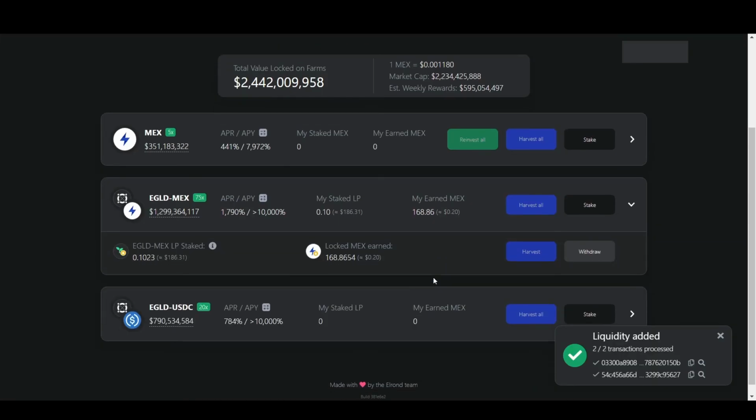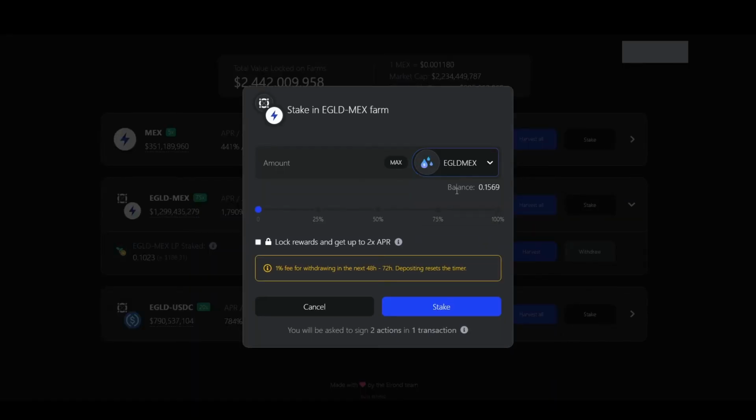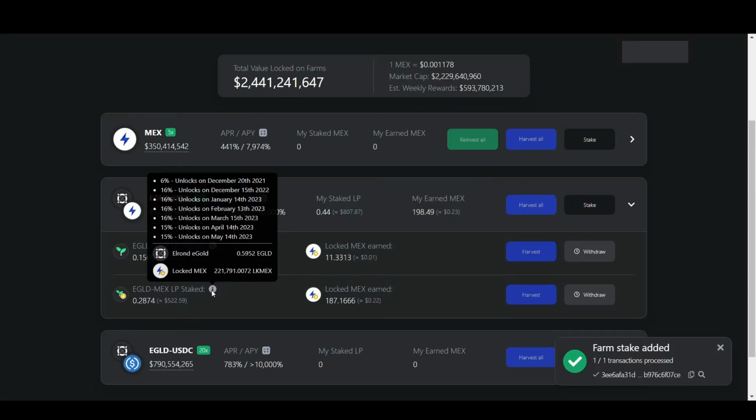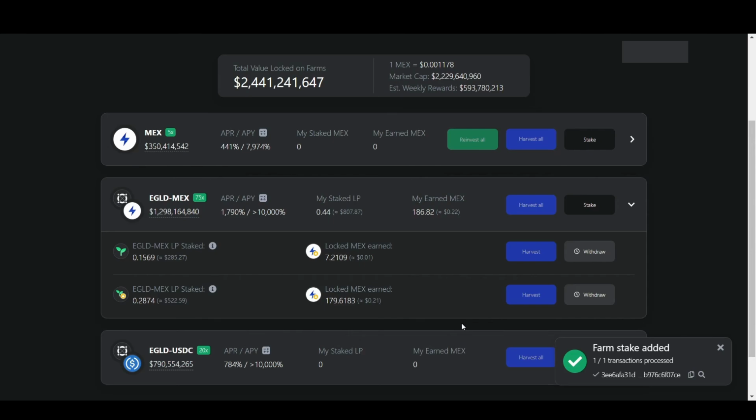In the farms, you can lock your rewards to double the gains. On the other hand, your rewards will be swappable with other coins on the Maiar Exchange only when unlocked. And this is the unlock schedule. So you will have to wait some months before being able to swap your locked Max with eGold or with USDC. So I created two pools, one with eGold and Max and one with eGold and locked Max.